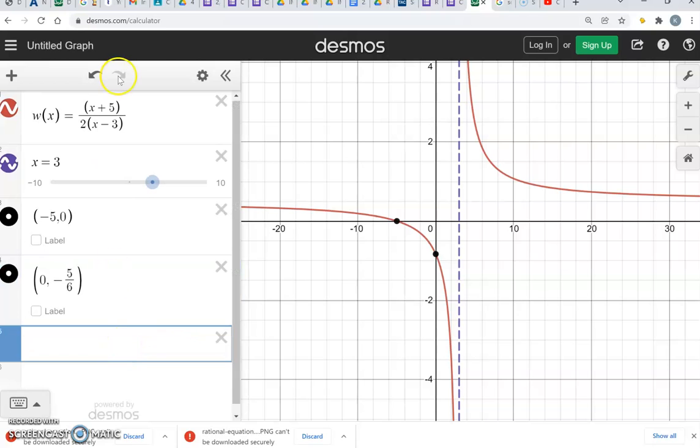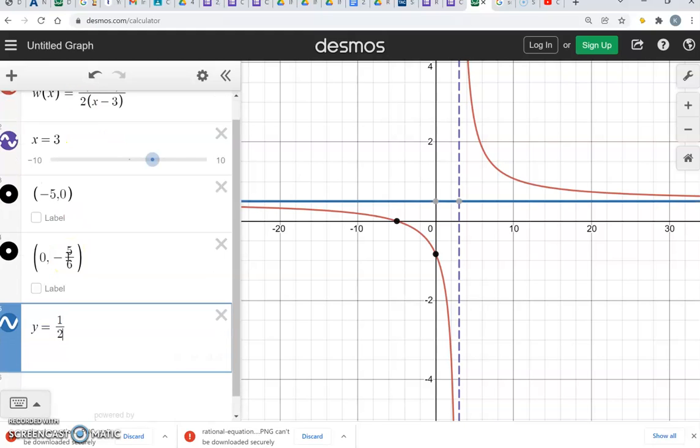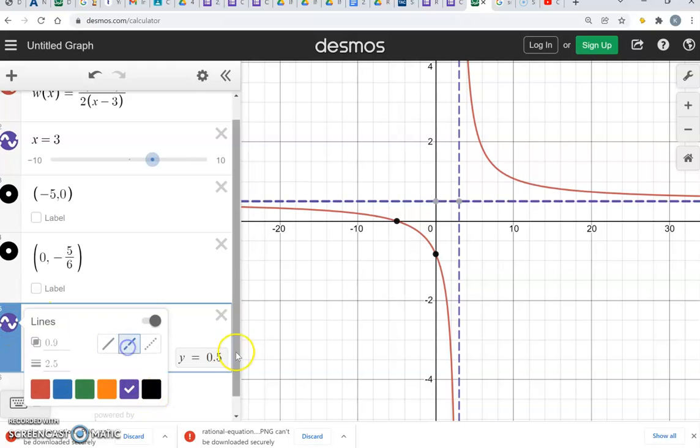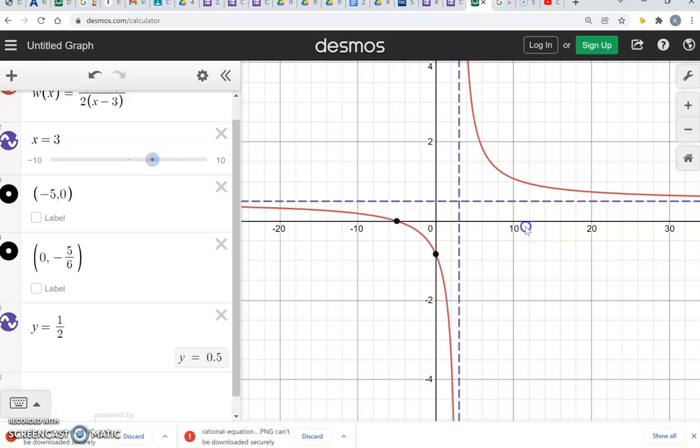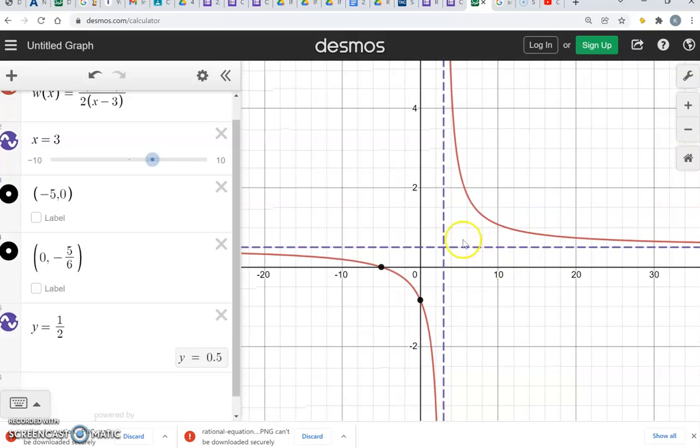And then I just need my horizontal asymptote. Remember, the powers or the degree is the same, so it's going to come from the coefficients. So it's going to be y equals 1/2. And I'll make that dotted as well. Okay, so here's my graph. I've got all my details.